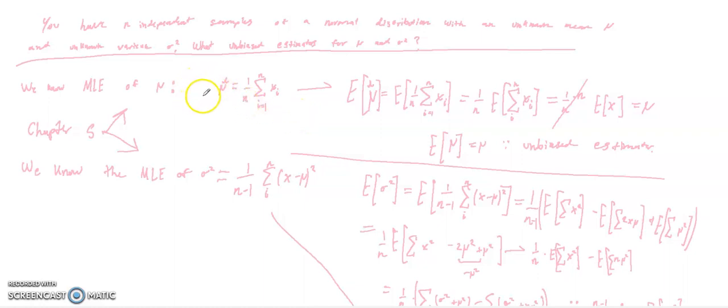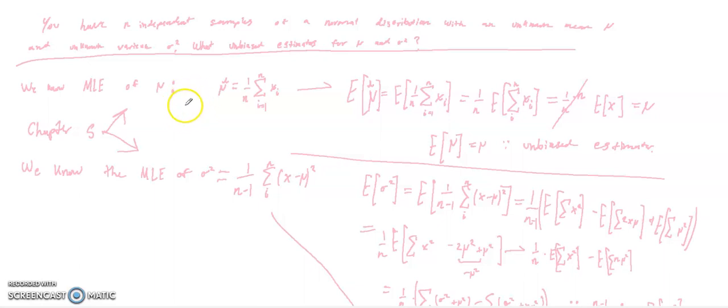Alright, so in this video we're going to be going into unbiased estimators. So we propose the question: you have n independent samples of a normal distribution with an unknown mean mu and unknown variance sigma squared. And we're asked what unbiased estimators are there for mu and sigma squared. So what we're going to take advantage of is the maximum likelihood estimators, or MLEs for short, because they allow the ability to estimate parameters, which we have two of.